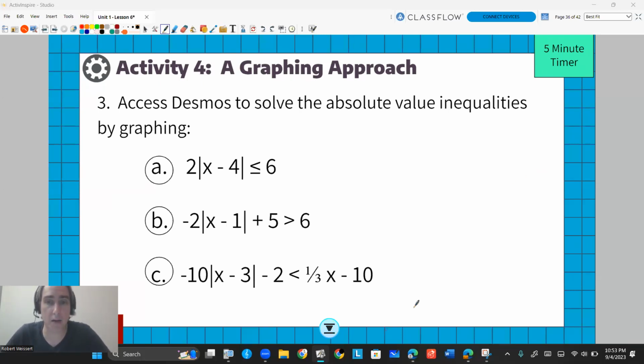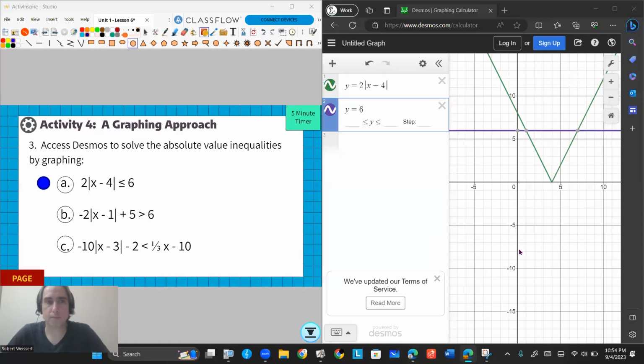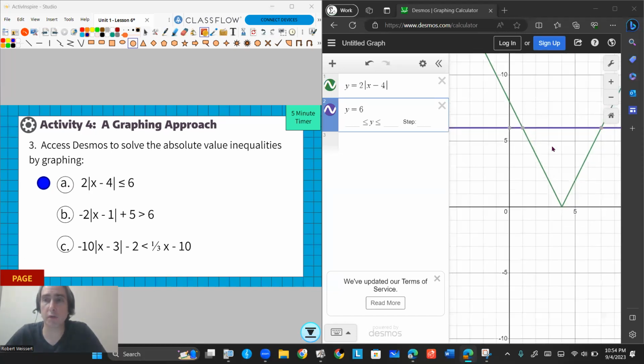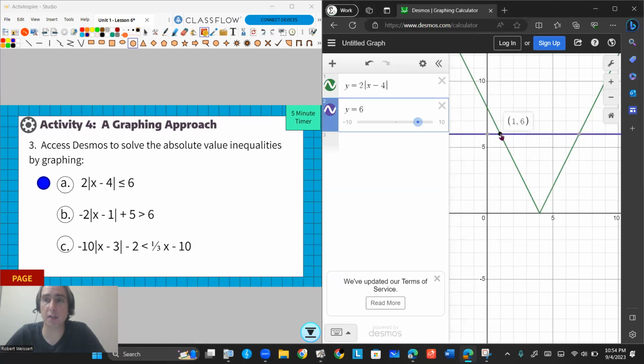I'll just model them for you. For part A, you're going to want to type y equals 2 absolute value of x minus 4. And in a separate line, just y equals 6. What we're going to look for are points of intersection. If you zoom in a little bit, you'll see that they cross in 2 spots, x equals 1 and x equals 7. Now, when we're writing our solution, you have to pay attention to the sign. We want to go below, less than or equal to 6. So we have to write that using the inequality where they're going between.